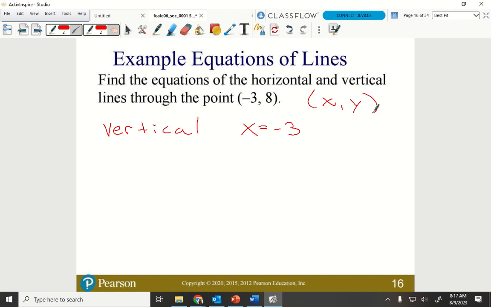What about my horizontal line? Horizontal goes this way. That one would be y equals. And in this case, my y equals what? There you go. Yes? No? Maybe? Possibly.